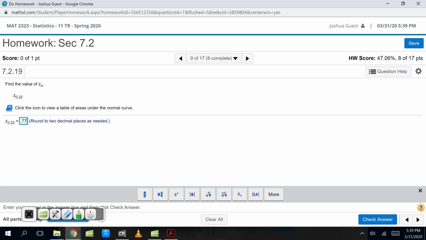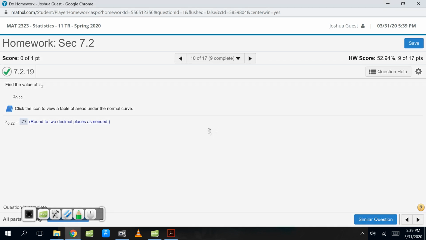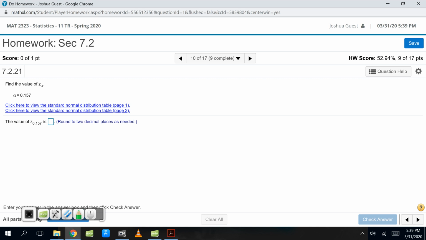0.77. And by the way, just because this doubles up doesn't mean that it has to double up. That's just a coincidence here, if this is correct. Well done. All right. So now that we got through all those problems that were A, B, C, D, A, B, C, D, A, B, C, D, we're moving along just a little better.